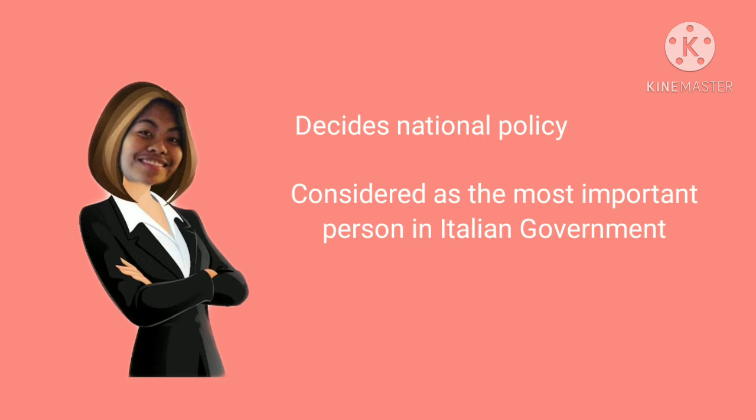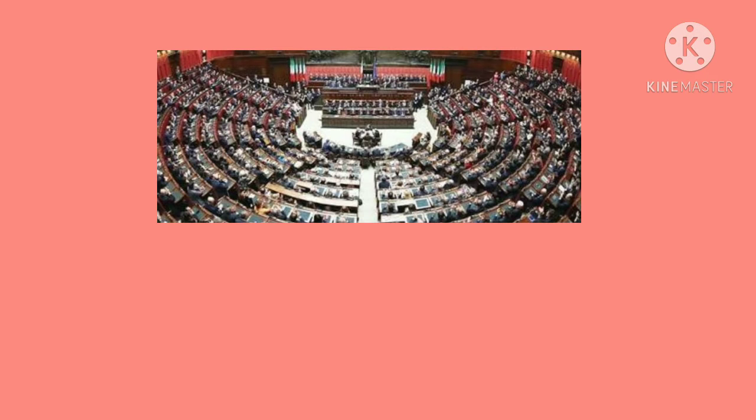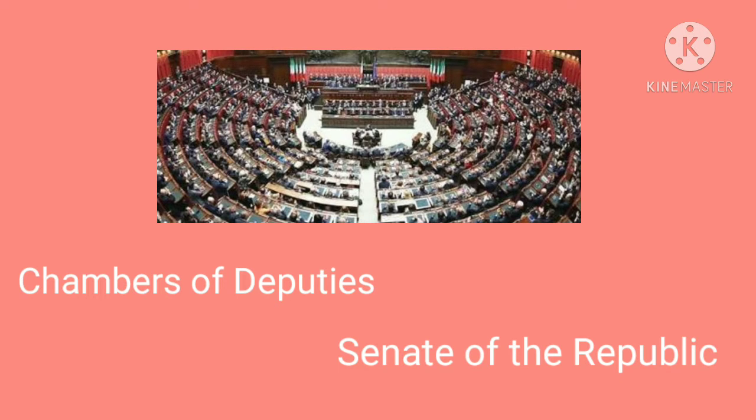The Prime Minister and the Cabinet decide national policy, and they are considered the most important persons in Italian government. The Prime Minister is picked by the President, and the members of the cabinet are picked by the Prime Minister, and usually come from the members of Parliament. The legislative power is exercised by Parliament, which consists of two houses, whose members are directly elected by the people.